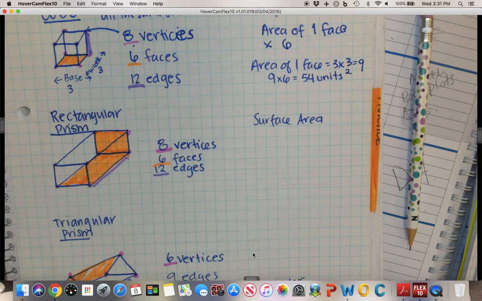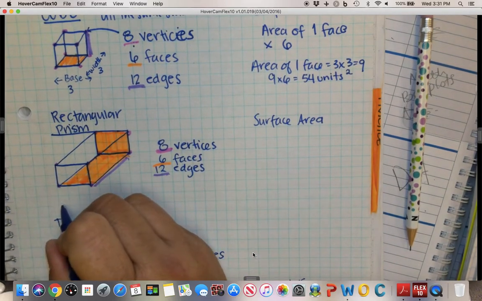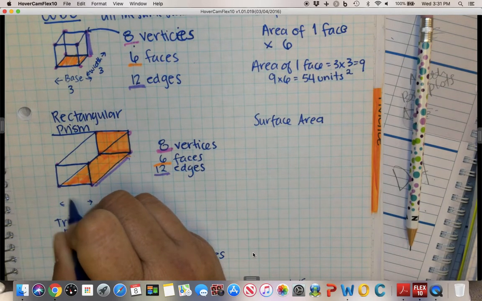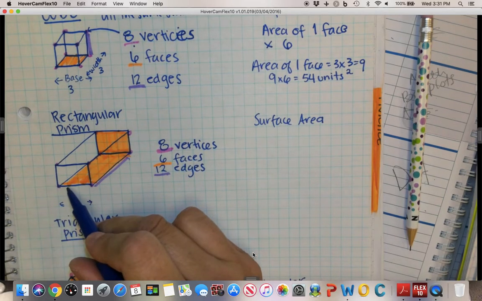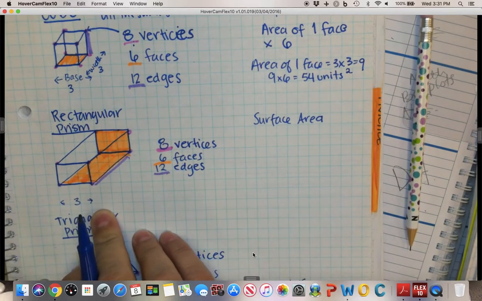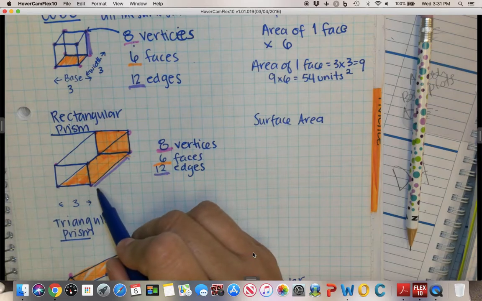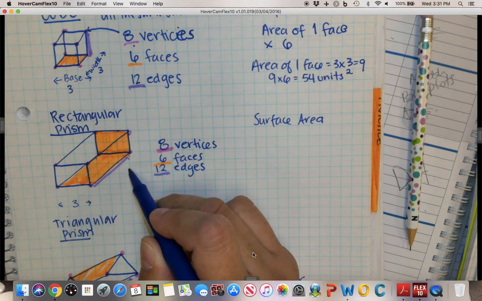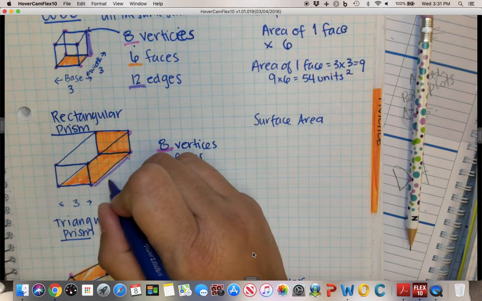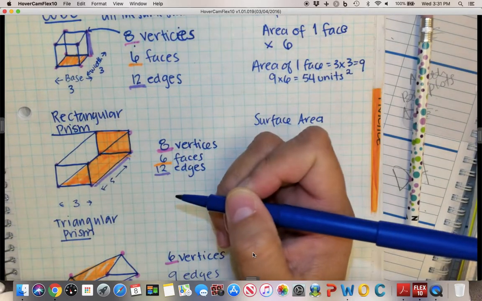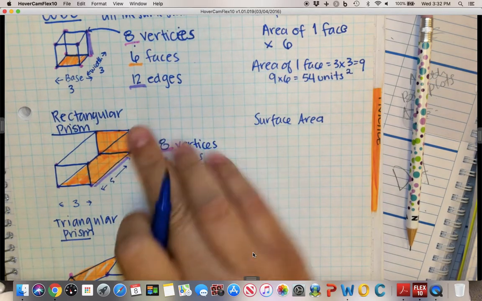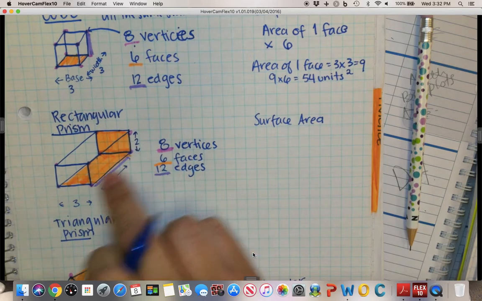Well, I'm going to give you the numbers and then I'm going to show you. Let's say the base is 3, which we did here. Oh, it should have been 2 up here because I drew 2, but that's okay, it doesn't matter. Let's say the base here is 3. The width here is 1, 2, 3. It's 5. And then the height is 2. So this edge is 2, this edge is 5, this edge is 3.